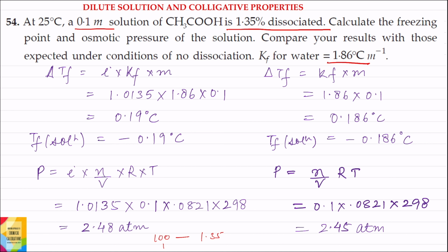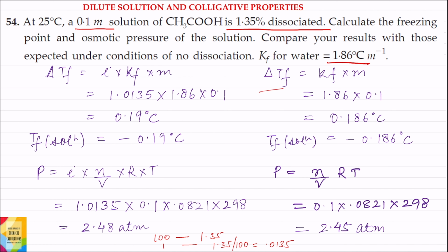So out of 1 mole of acetic acid 1.35 divided by 100, that is 0.0135 moles of acetic acid will be dissociated. तो ये जो out of 1 mole जो भी dissociation होता है उसको बोलते हैं degree of dissociation. So degree of dissociation of acetic acid is 0.0135.